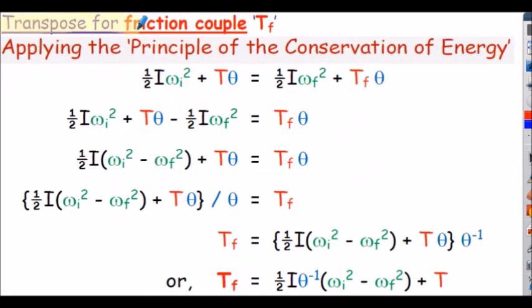Next, let's transpose for the friction couple, labelled TF. TF is shown here on the right hand side. The first thing I will do this time is to subtract the half I omega F squared from both sides of the equation, shown here.